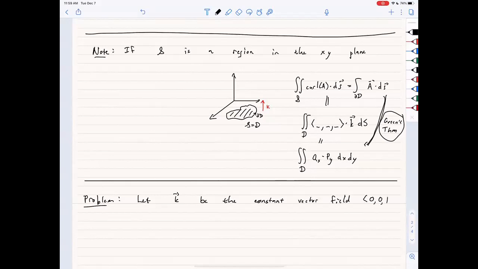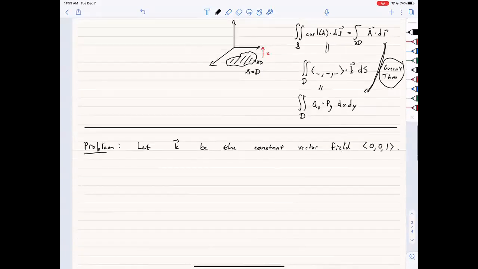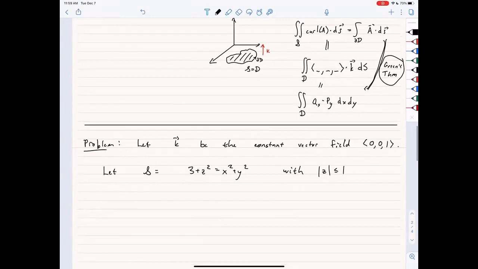Which is just 0, 0, 1. But we'll think of it as a vector field, so every point gets assigned k. Let's let S be the following surface: 3 plus z squared equals x squared plus y squared. And we're going to bound it, so we'll say the absolute value of z is less than or equal to 1. And we'll orient it outward from the origin.